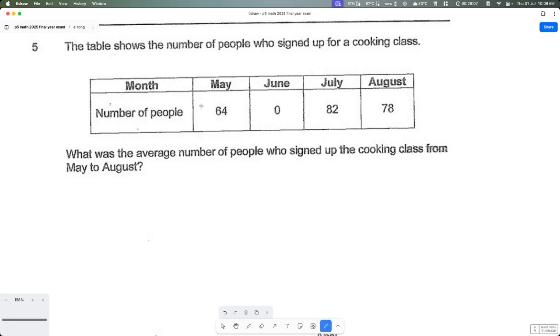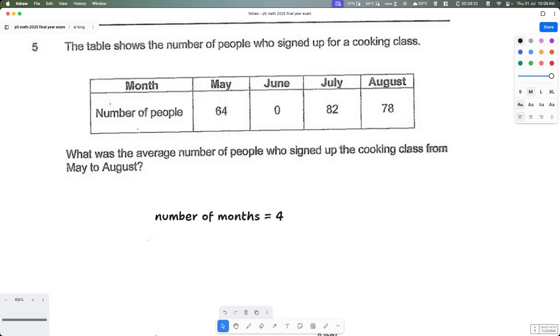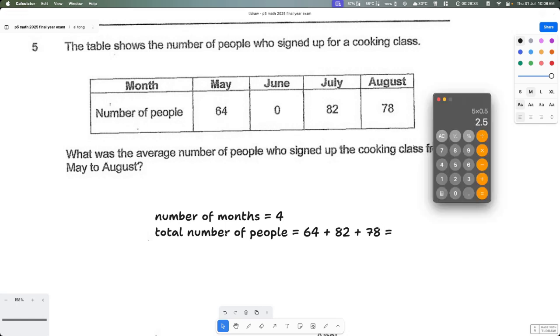Question number 5. It says here, the table shows the number of people who signed up for a cooking class. What was the average number of people who signed up at a cooking class from May to August? Right. So we have number of months, which is equal to 4. Then we have total number of people is equal to 64 plus 82 plus 78. Okay, so we're going to use the calculator for this. So 64 plus 82 plus 78.